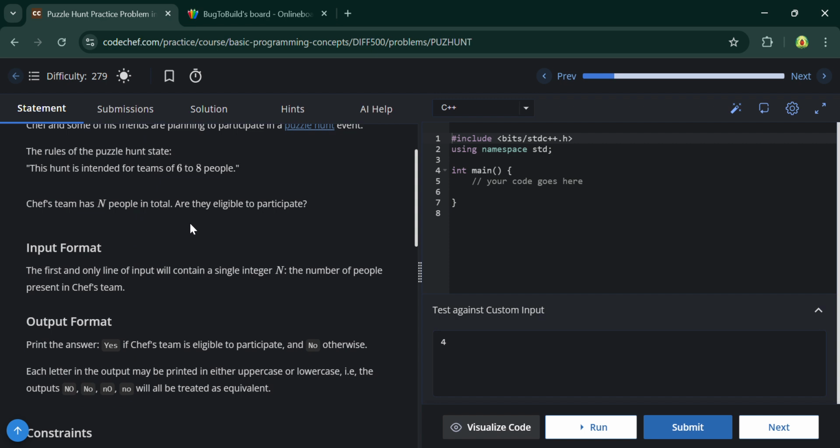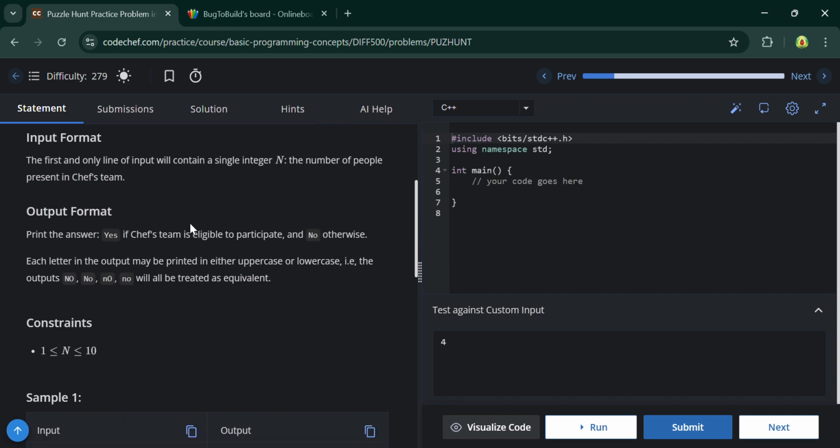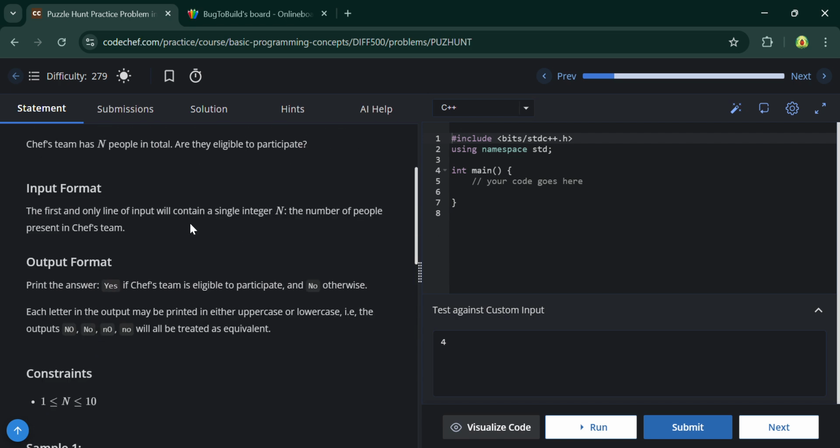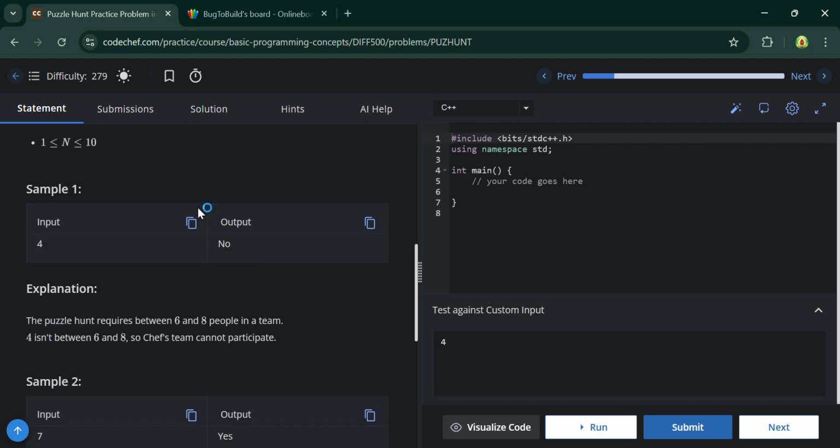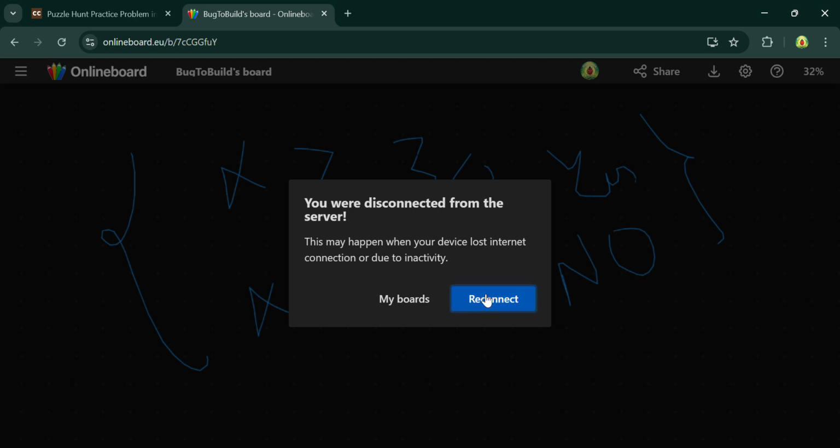Including chef there are n people, and you just have to check whether they are eligible to participate or not. So there is a single input given, and you just have to check whether it is eligible to participate or not. So you just have to check.